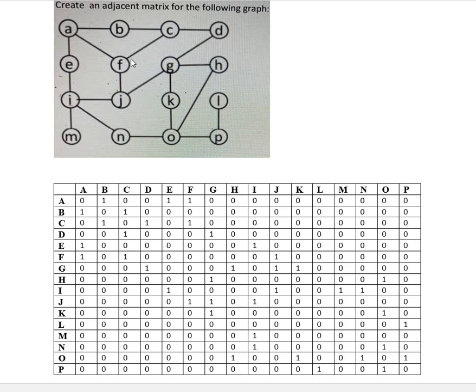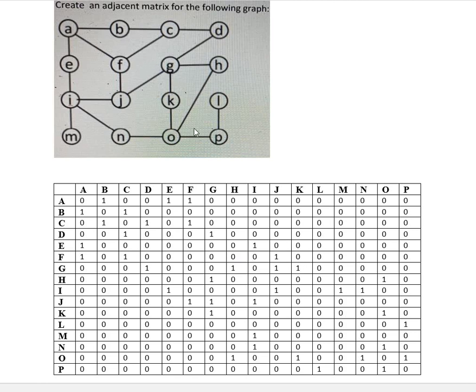F has 3. So 1 connected to C, 1 to A, and 1 to J. So A, C, J. All the others are 0. Across, A, C, J, all the others are 0.